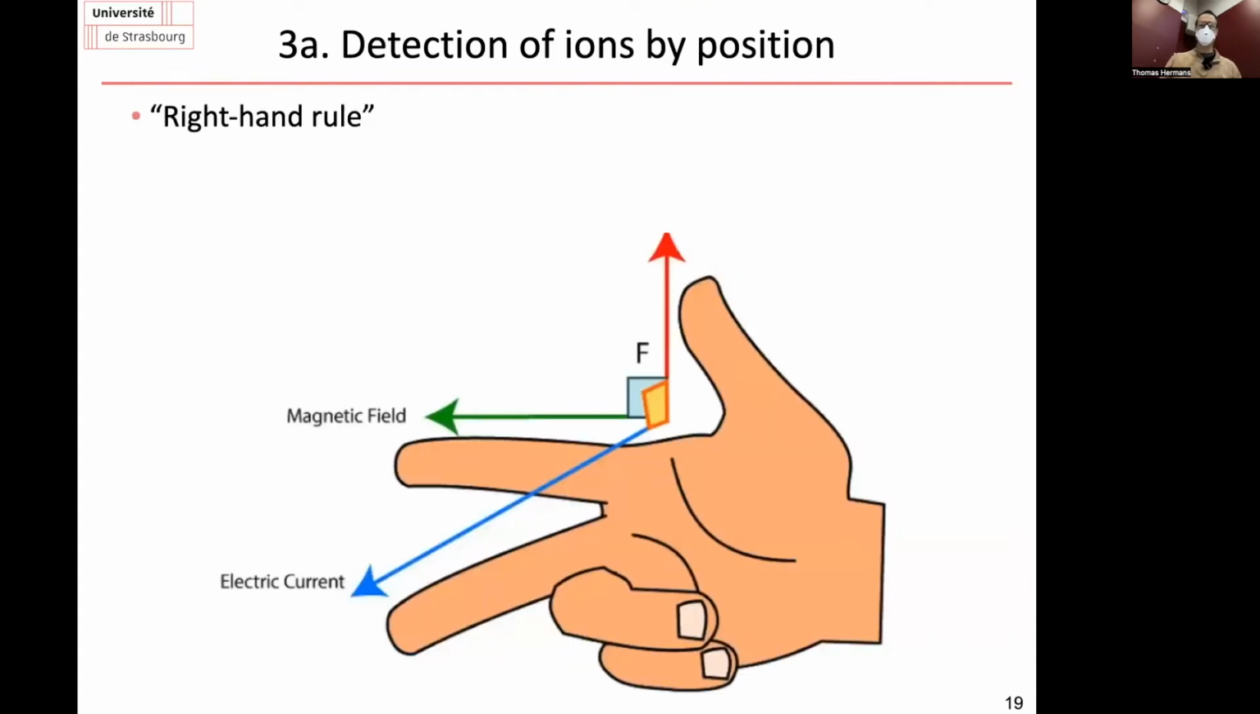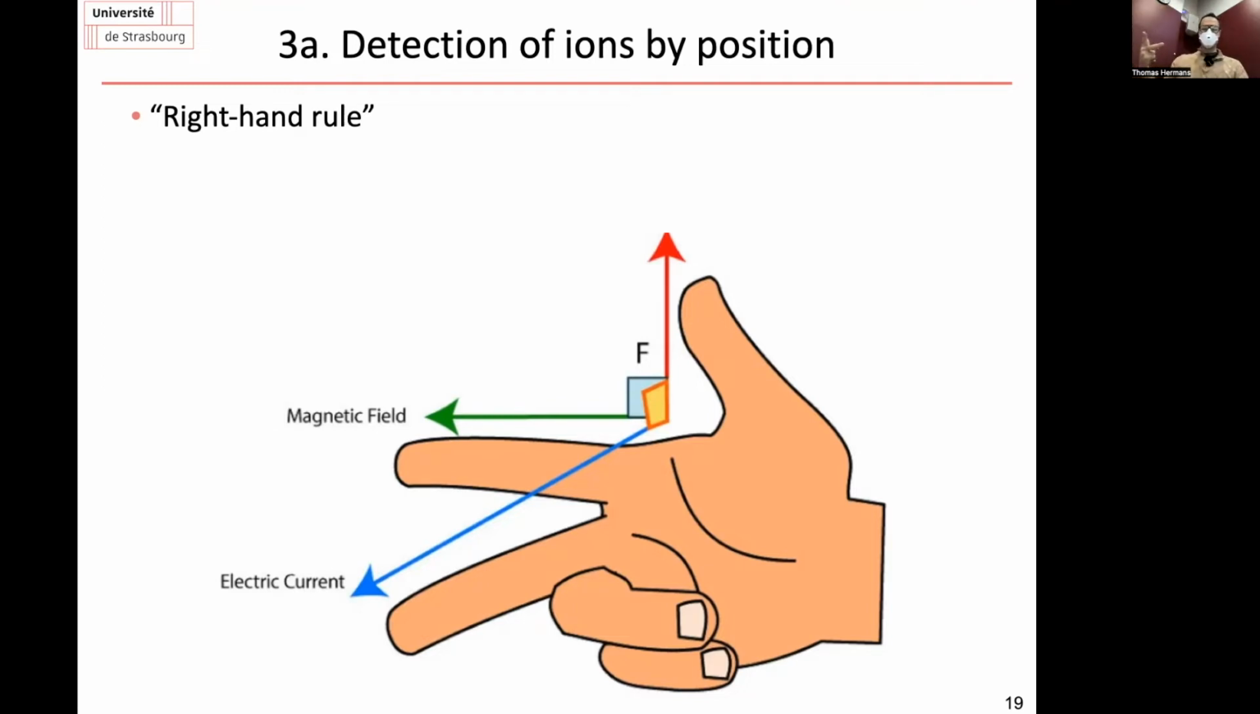Okay, here it is, right? So the force, the Lorentz force, is along your thumb. The magnetic field B is your index finger, and the electrical current, in this case the ions, are along here. And then it depends: if your ions are positive, it will go in this direction. If they're negative, it will go in the other direction.